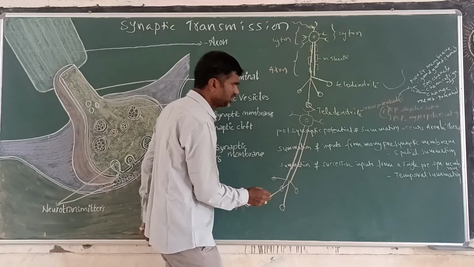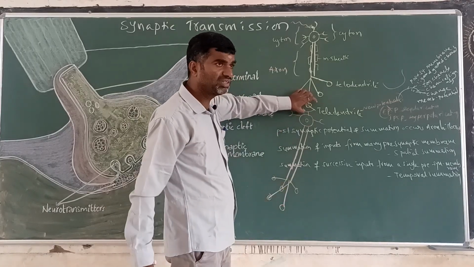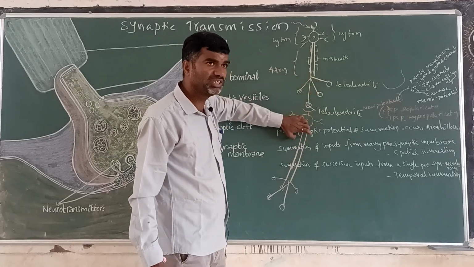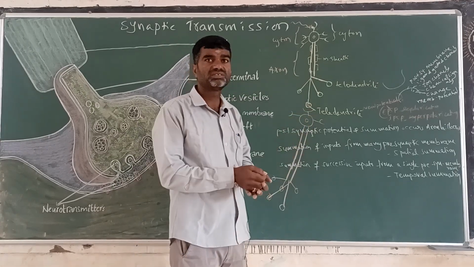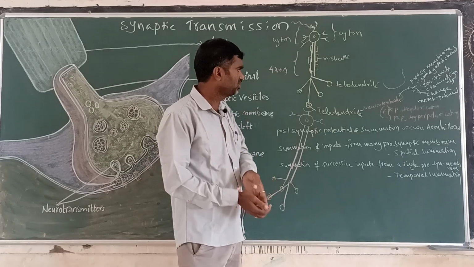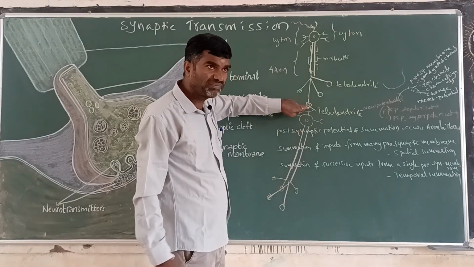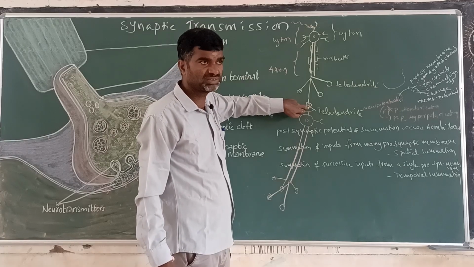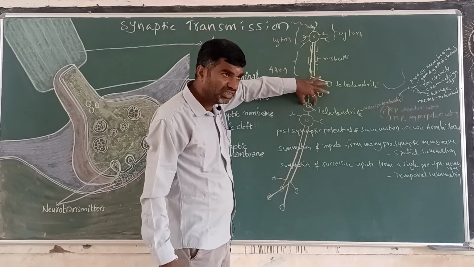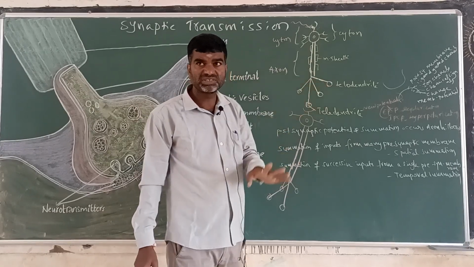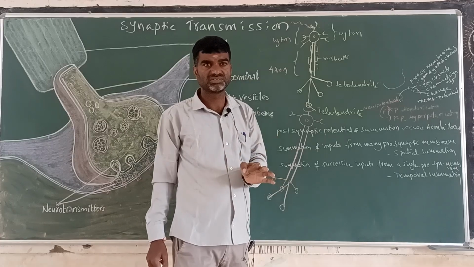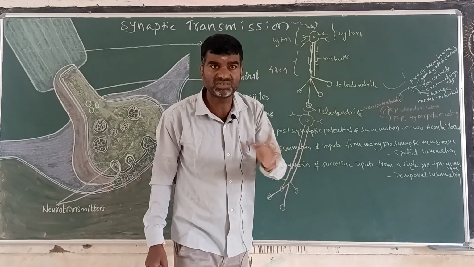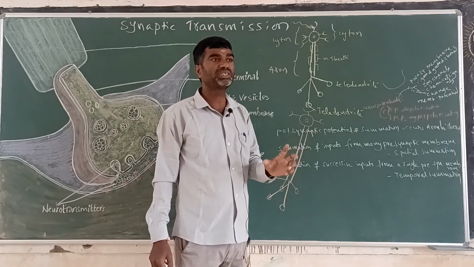So the messages are transmitting from one neuron to another neuron. This is one neuron, and this is another neuron. From here to here, the messages are jumping. This is called the synaptic cleft, a structural bridge and functional unit of the nervous system. Between the telodendrites and dendrites there is a gap, and the gap is called a synapse. The transmission of messages from one neuron to another is called synaptic transmission. Today our topic is synaptic transmission.